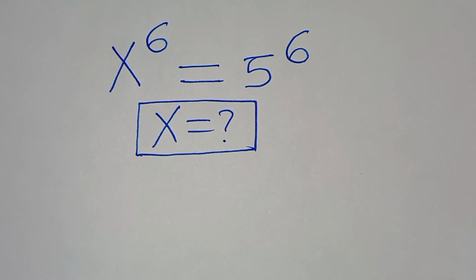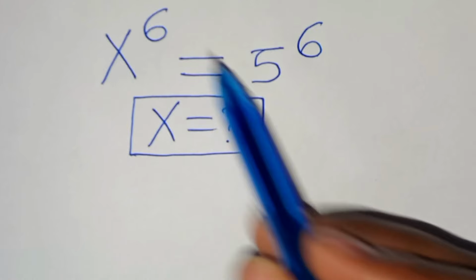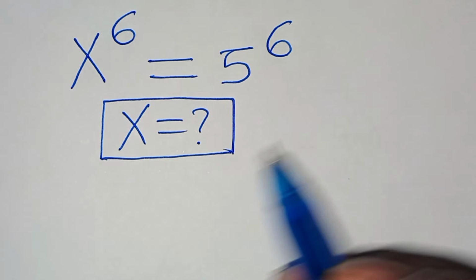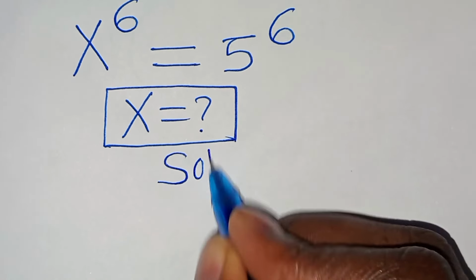Hello everyone, you're welcome to solve this nice exponential equation, which is x to the power of 6 equal to 5 to the power of 6. So what are the values of x? Now let's provide a solution from here.